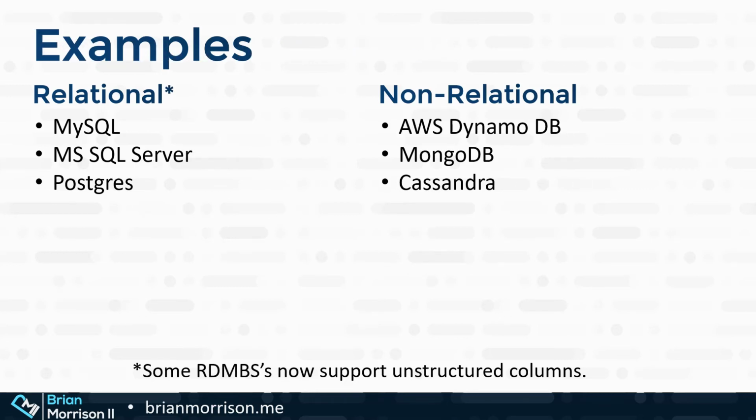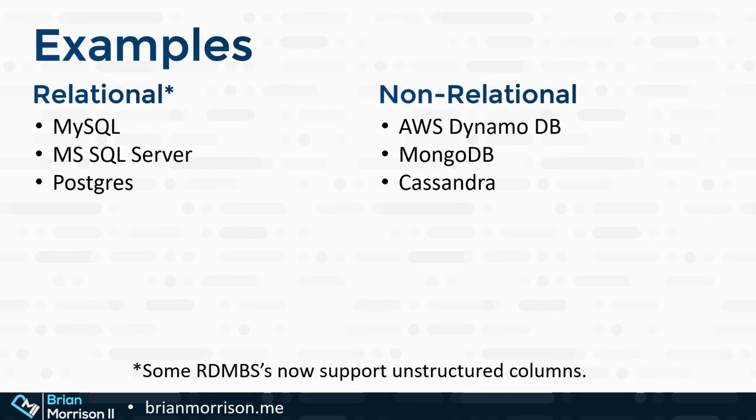Here are a couple of examples of relational versus non-relational database systems. The three I've listed for relational are MySQL, Microsoft SQL Server, and Postgres, the three most popular ones. Oracle can probably be listed on that side, but I chose not to include it. Then for non-relational, there's AWS DynamoDB, MongoDB, and Cassandra. Azure has their own flavor. There are quite a few to list, and I didn't want to go through an exhaustive list, but these are just a couple of examples.